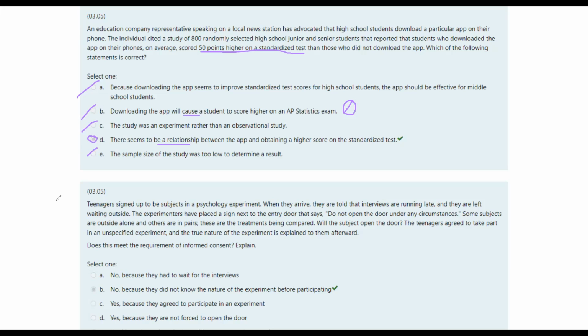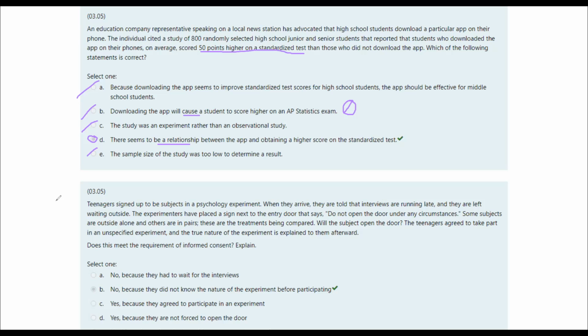Teenagers signed up to be subjects for a psychology experiment. When they arrive, they are told that the interview is running late and they are left in a waiting room outside. The experimenters have placed a sign near the entry door that says, "Do not open the door under any circumstances." Some subjects are outside alone and others are in pairs. These are the treatments being compared. Will the subjects open the door?